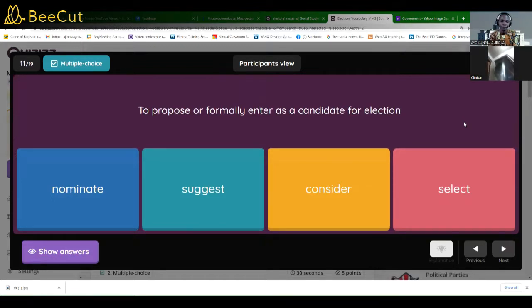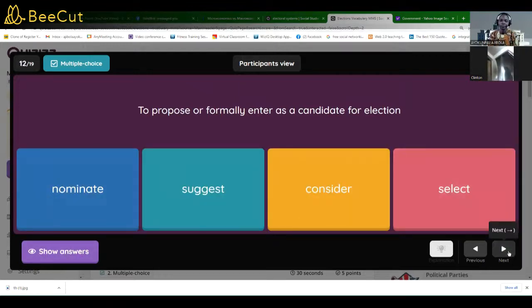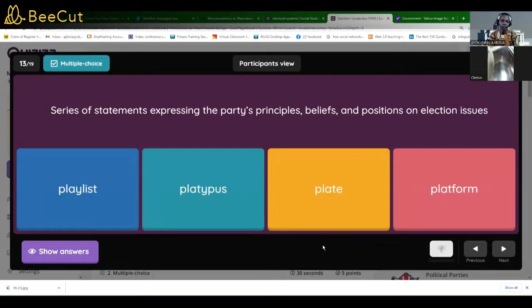To prepare to formally enter as a candidate for election. To propose: nominate. Yes, nominate. That's correct. Okay. Election in which voters determine their party nominee for an elective office. Primary election. Correct. Next one.